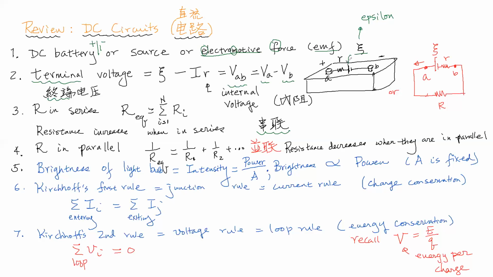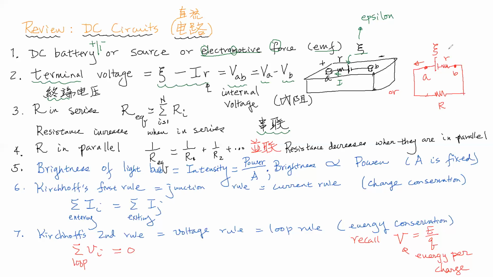So this one is referring to this epsilon. And then you will subtract I times the little r, where I is going this way. That's according to Ohm's law. So epsilon minus Ir: when you go from this to here, you increase by epsilon and then you reduce by I times r because you're dissipating energy there. So that's called terminal voltage, VA minus VB, and it's equal to epsilon minus Ir.